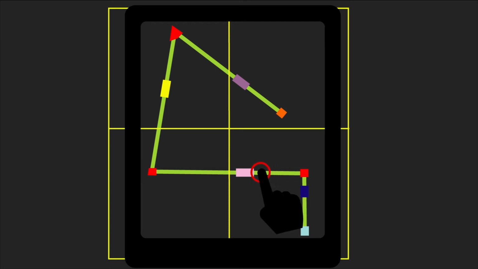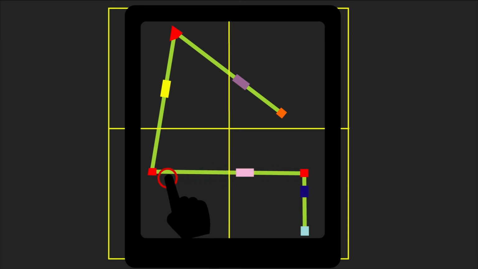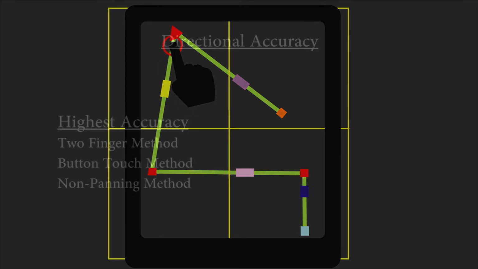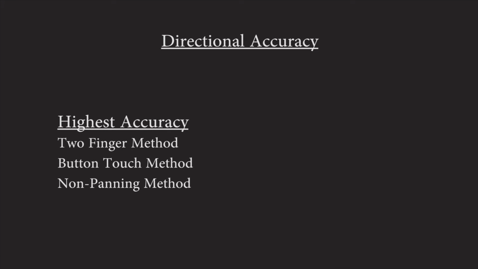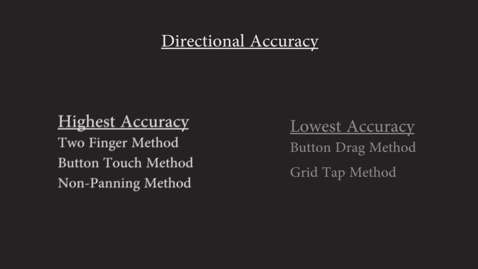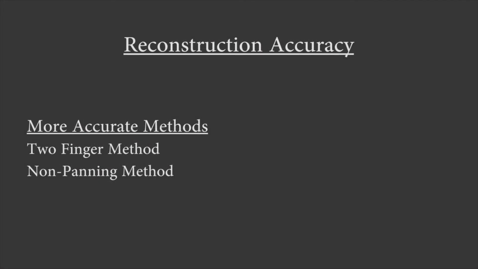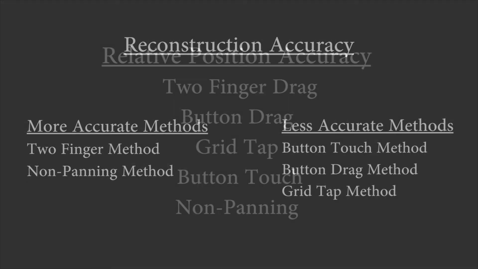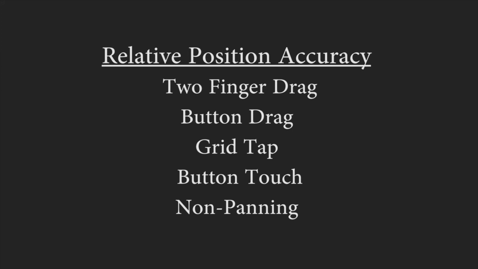Map traversals show that the blindfolded group had significantly fewer traversals while using the 2-finger method than any other method. Directional accuracy shows that participants were more accurate while using the 2-finger, non-panning, and button touch methods, while the button drag and the grid tap methods showed significantly more errors than the other methods. Reconstruction accuracy: the test showed that the 2-finger method was similar to the non-panning method in terms of accuracy, but were significantly better than the other 3 methods. Relative position accuracy showed no significant differences between the 5 methods.